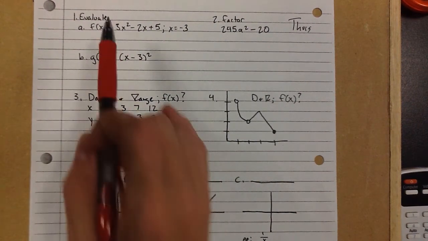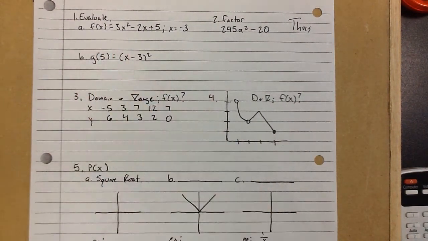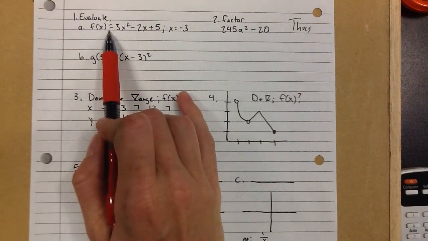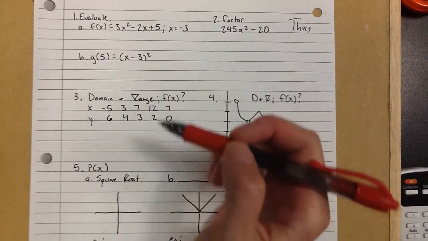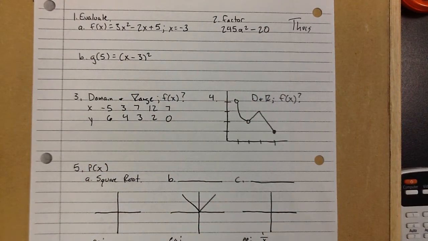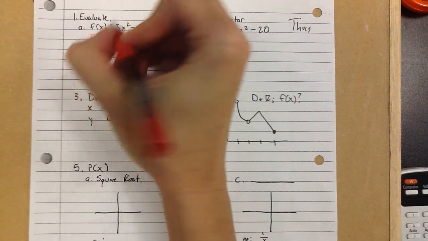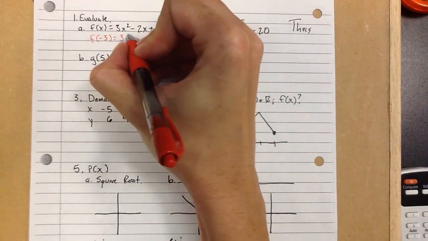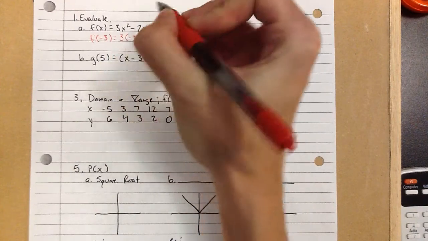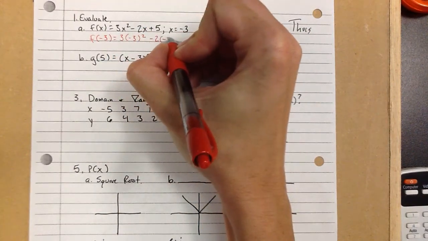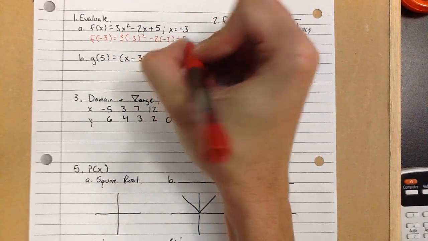So number 1 up here says that we need to evaluate. All evaluate means is plug it in. Okay? So I have f of x equals 3x squared minus 2x plus 5. So I'm going to put negative 3 wherever there's an x. So I have f of negative 3 equals 3 times negative 3 squared minus 2 times negative 3 plus 5.